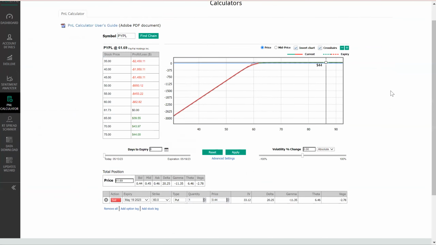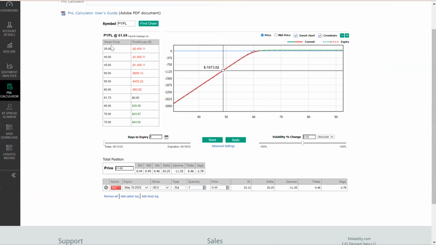And this is great because it tells me a lot with a little. On the left, it tells me if PayPal goes to this stock price, on the left column, what my P&L will look like on the right column. So I could see as PayPal goes higher, because I'm selling this put, our profit, here we go, will be at the maximum profit because we're selling to open the May 19th, 2023, $60 strike put. We're selling one of those for 44 cents a share, so $44 a contract.